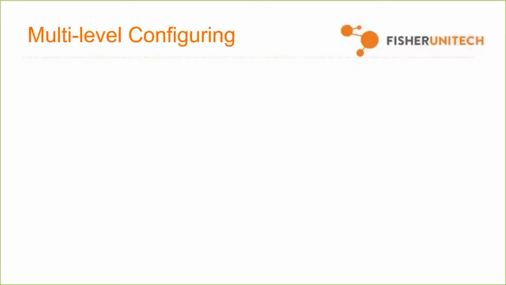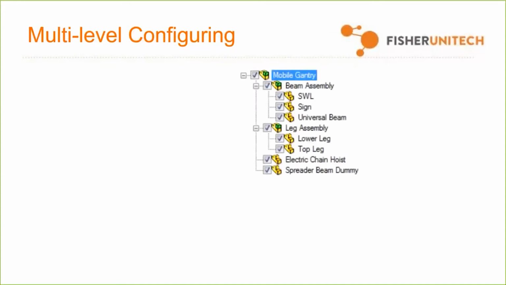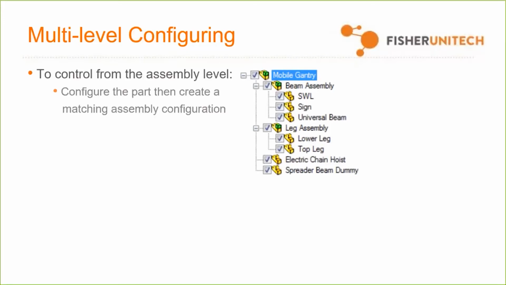Now, what if you've hit the glass ceiling on both of these methods, the manual configuration methods and also the modify configuration methods, and you're thinking, I wish I had more flexibility to be able to solve some of these issues that I'm seeing? What about multi-level configuring? In other words, what you're trying to do is start at the assembly level and be able to control the part. Well, one way that you can do that is to configure the part and then create a matching assembly configuration. And we'll talk about why that is in just a couple minutes here.